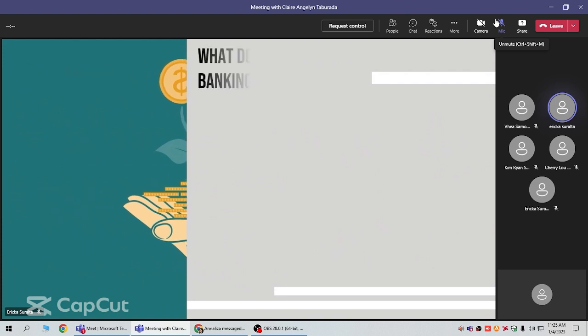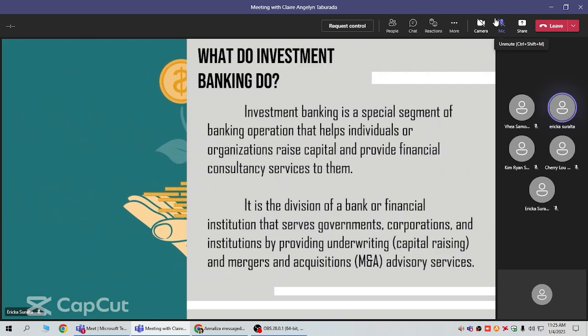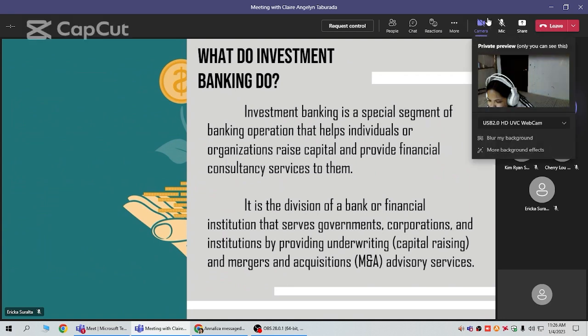And next is, what do investment banks do? Investment banking, as we all know, is a special segment of banking operations that helps individuals or organizations raise capital and provides financial consultancy. It is a division of a bank or financial institution that serves governments, corporations, and institutions, helping them raise capital, and also helping clients with mergers and acquisitions through the M&A advisory services of investment banking. It is not only for capital raising but also for M&A advisory services, through which clients who want to invest can gain because of the advisory services.